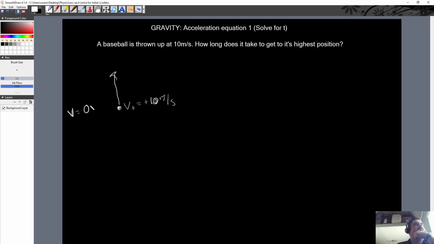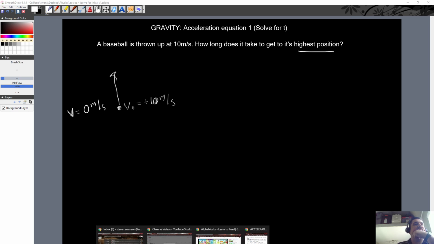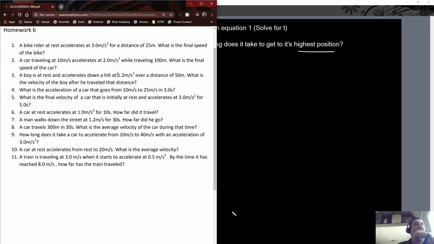Now the speed is 0 meters per second. Why is the final speed 0? Because it says how long does it take to get to the highest position. And that's one of the rules right here.